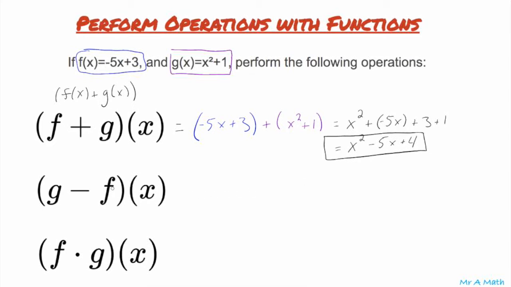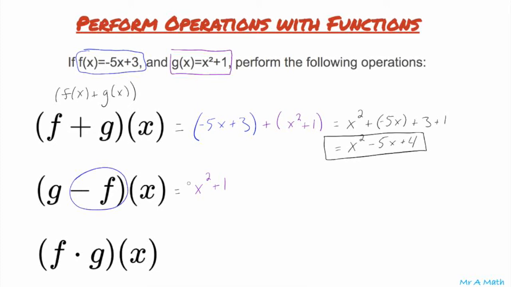Now down here we have g minus f of x. So if I go ahead and write out my notation, sometimes people get stuck here because they are so used to doing f first and then g second. So they'll accidentally do f minus g of x. But just make sure you are aware the g comes first here. So we are going to write the g function first. So x squared plus 1. And then I'm subtracting f here.